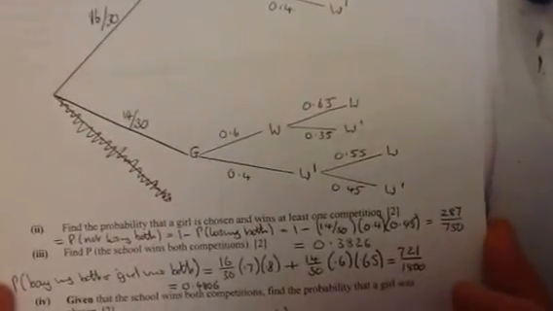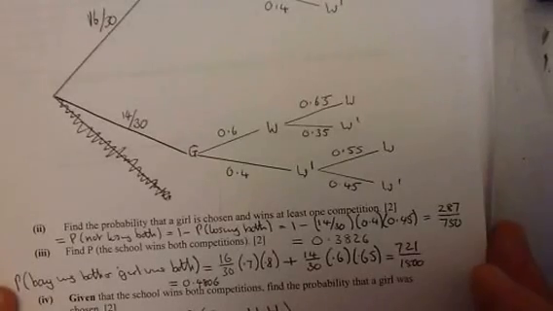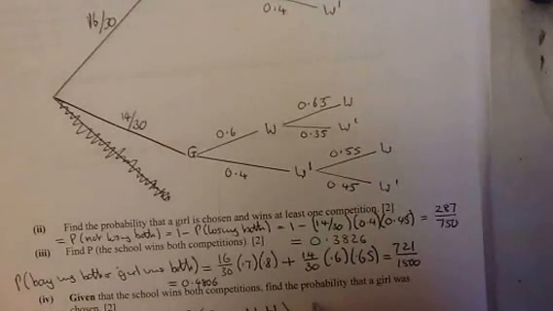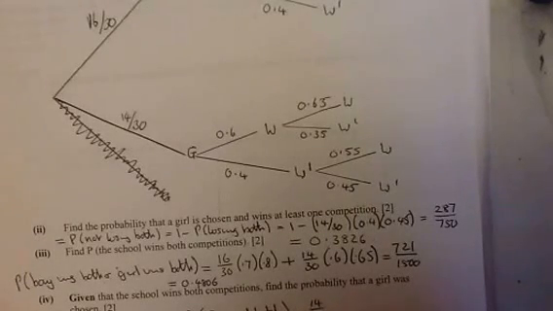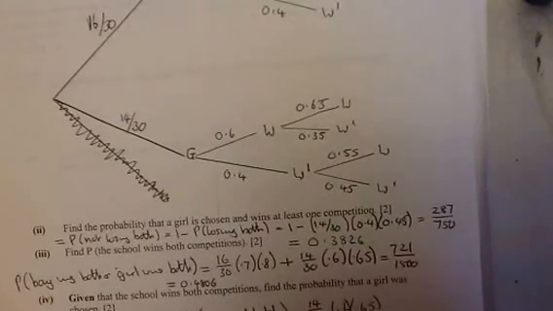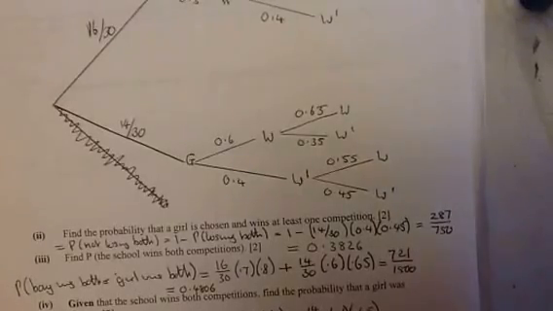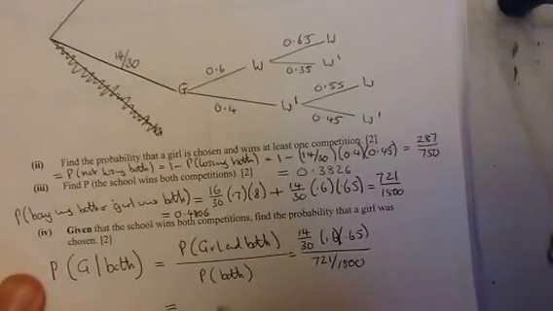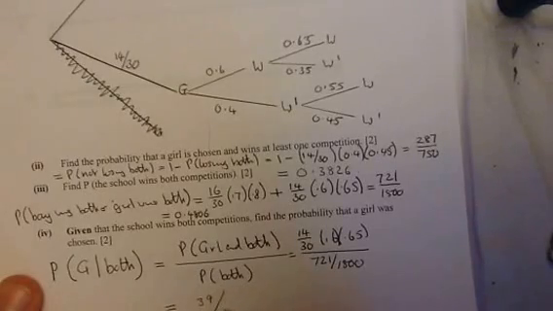Okay, so we've already worked out the probability a girl is chosen and wins both is going to be 14 over 30 times 0.6 times 0.65, and we're going to divide it by the probability that they win both, which we just worked out is 721 over 1500. And if we go to our calculator, that turns out to be 39 over 103.